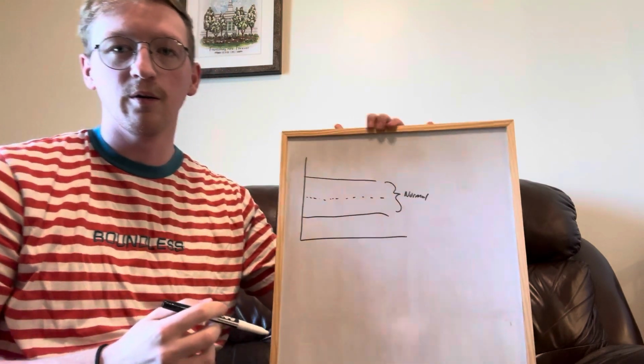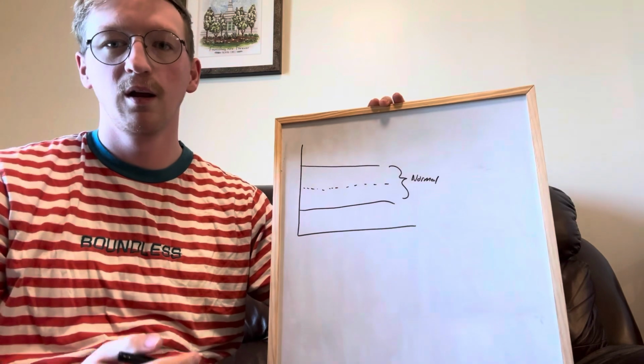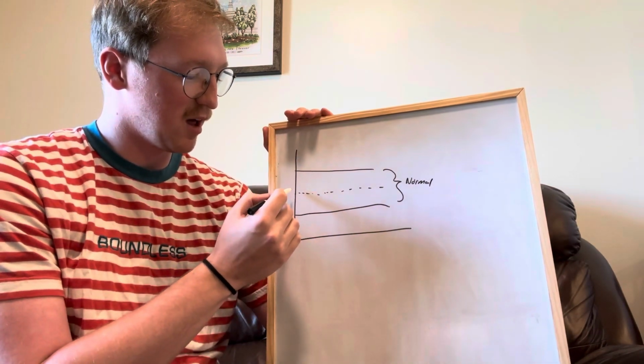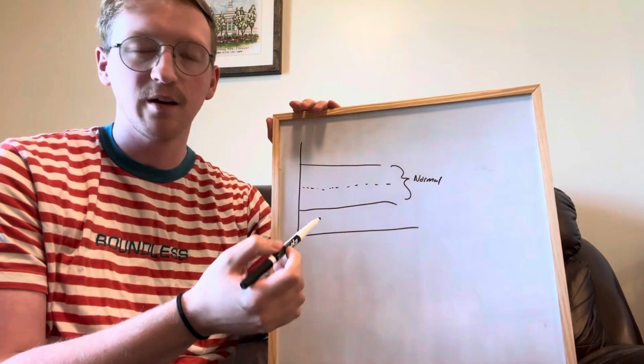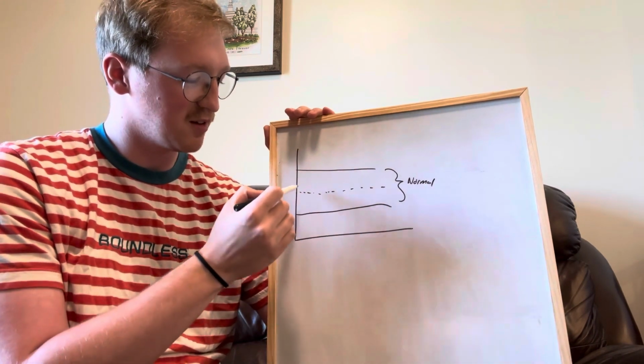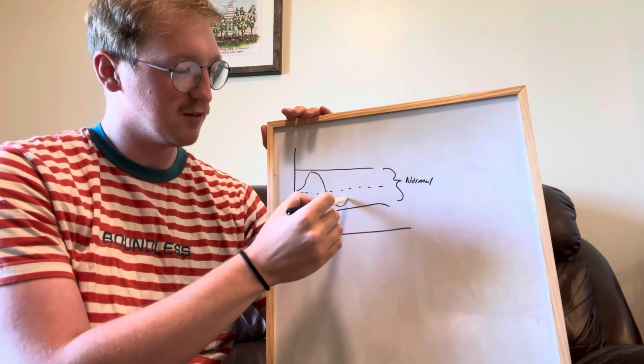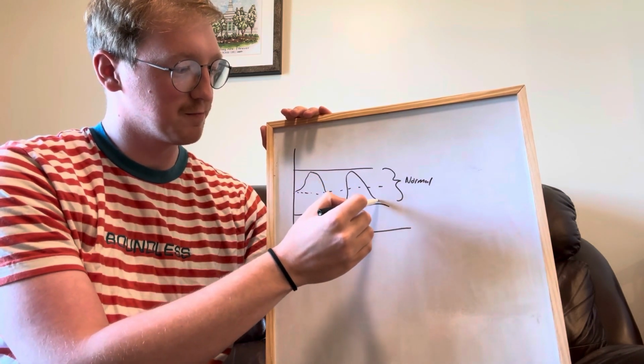In order for your body to control things, you have different variables that move you toward or away from your set point. So homeostasis is whenever your body controls anything inside of this normal range.